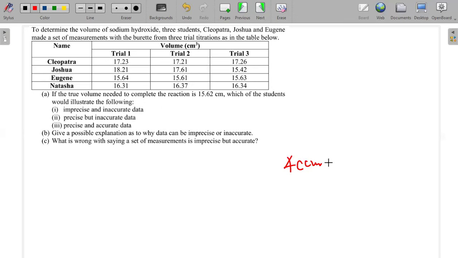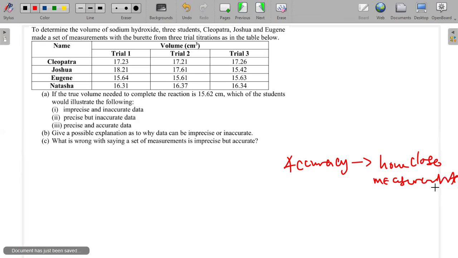What is accuracy? Accuracy is how close your measurements, or the results of your measurements, are to the true value. So how close the measurements are to the true value, that's what we call accuracy.